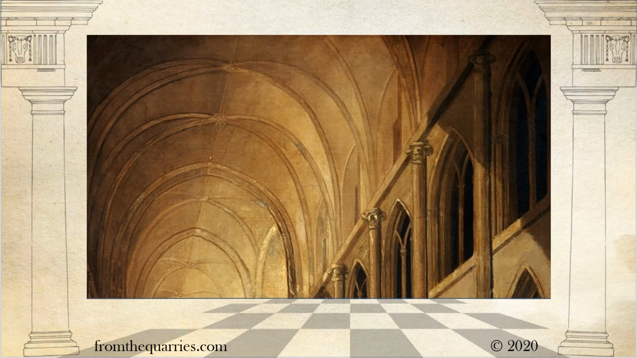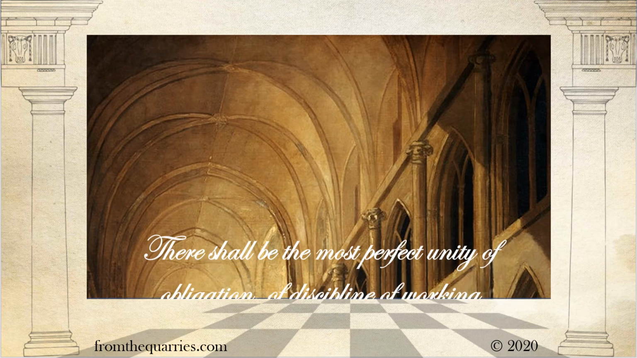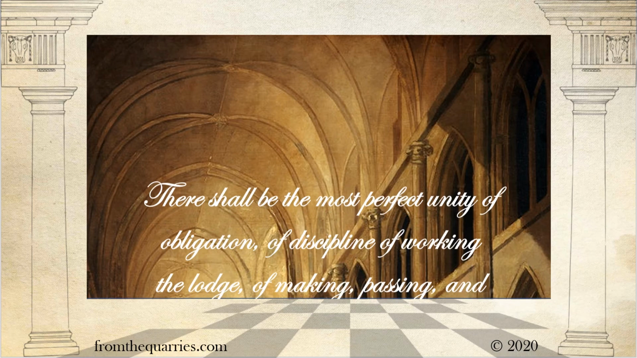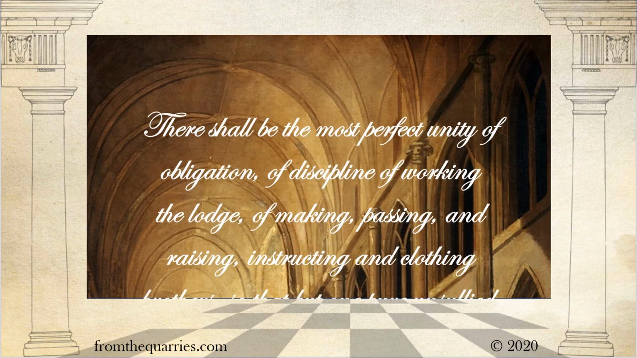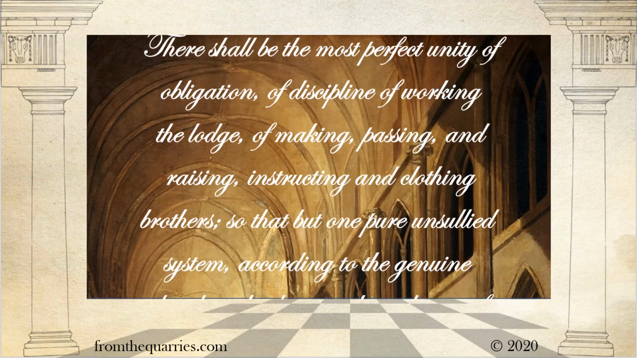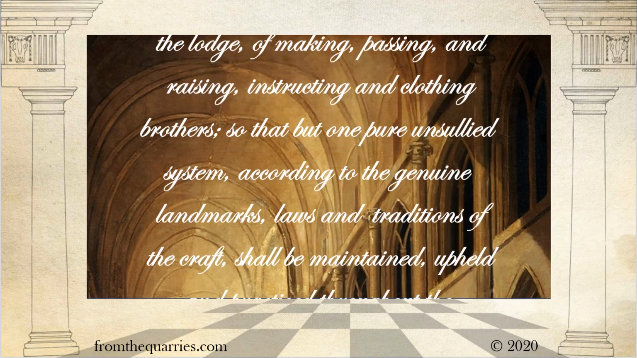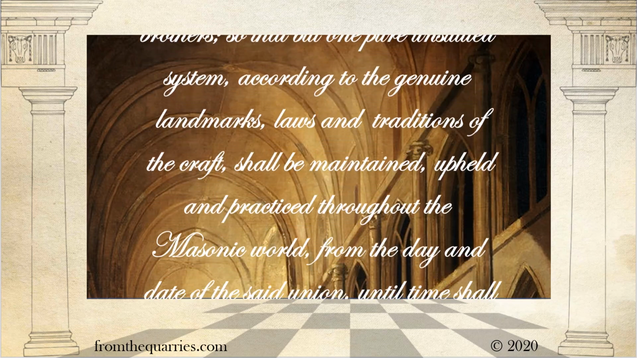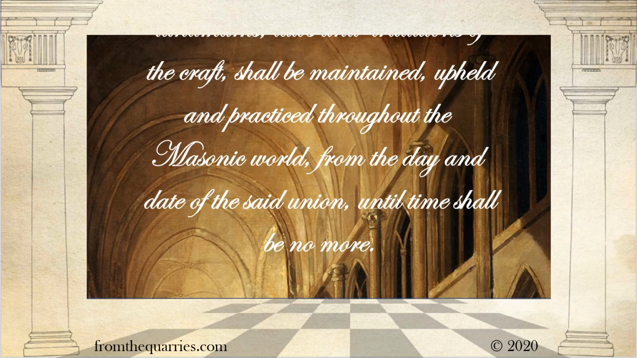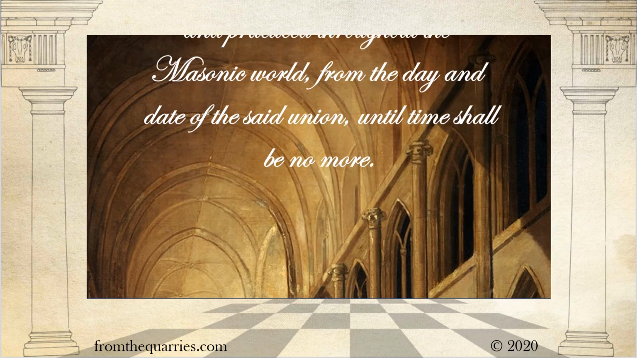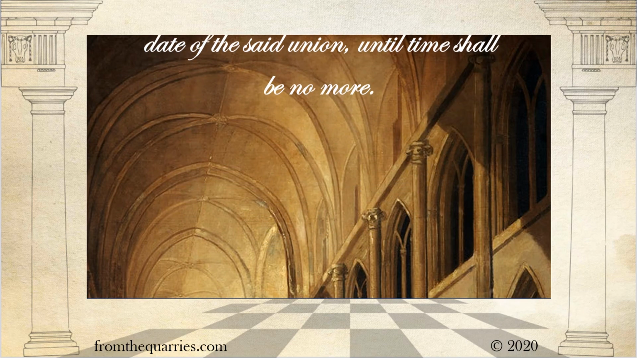Clause 3 reads, "There shall be the most perfect unity of obligation, of discipline, of working the lodge, of making, passing, and raising, instructing, and clothing brothers, so that but one pure, unsullied system, according to the genuine landmarks, laws, and traditions of the craft, shall be maintained, upheld, and practiced throughout the Masonic world, from the day and date of the said union, until time shall be no more."